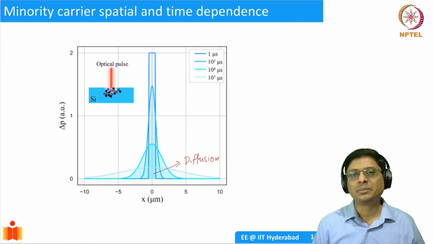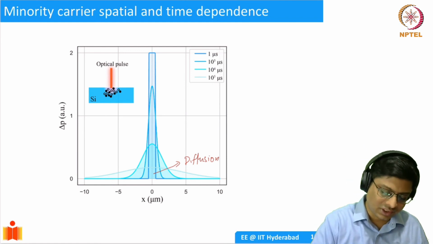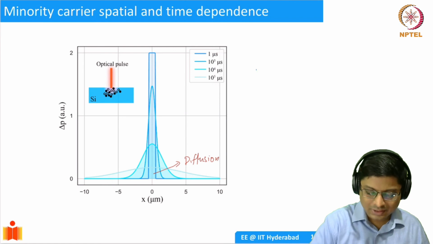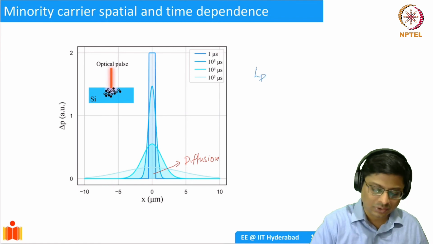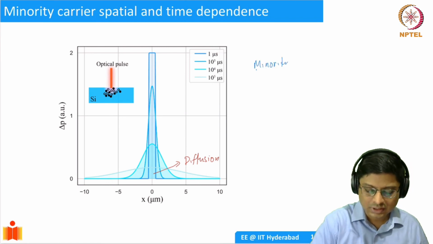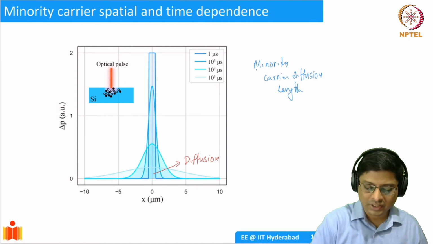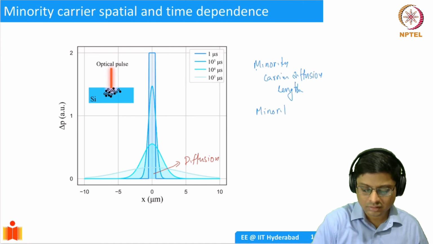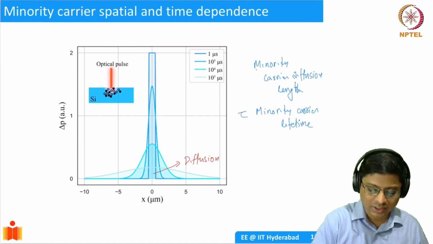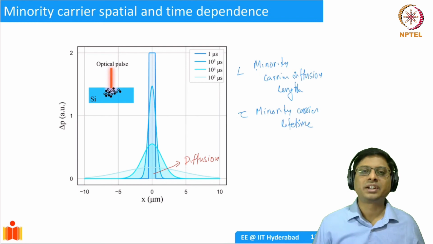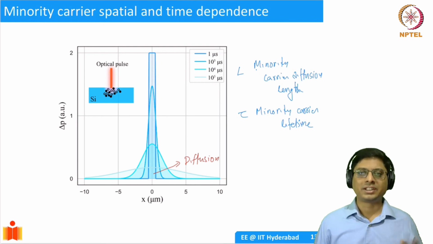These are very, very important parameters. Please make sure that you're comfortable with what you mean by diffusion length, LP. So please make sure that you're comfortable with minority carrier diffusion length and minority carrier lifetime. This we called tau and this we called L. If you're talking of a p-type semiconductor, you talk of tau n and Ln, and vice versa for an n-type semiconductor.